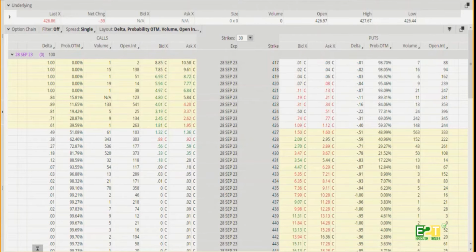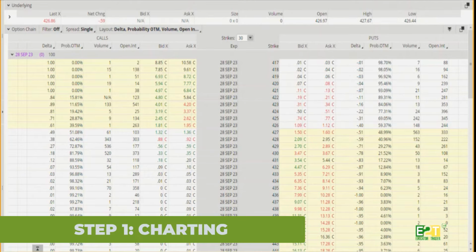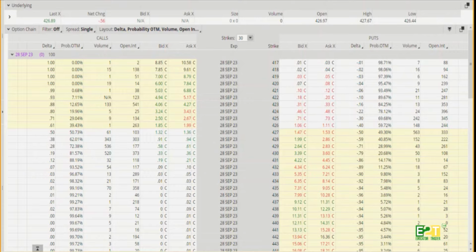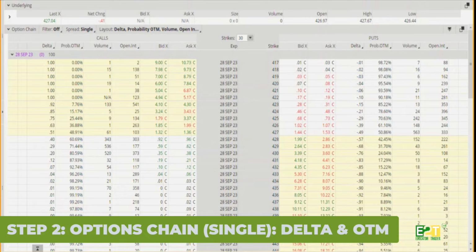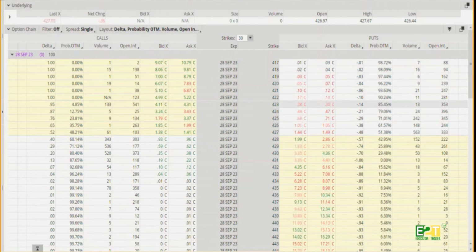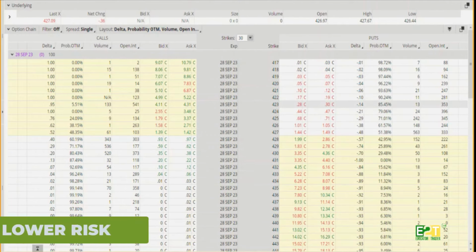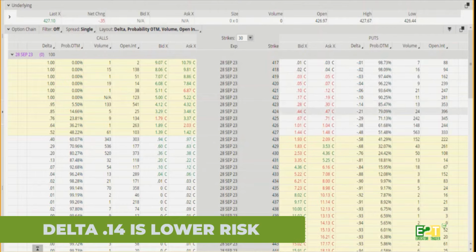Our step one was to do our charting. We determined that around this time, 9:45, is a good time to potentially enter a put credit spread. We're looking at the option chain on the single chart, and we're going to use delta and probability out of the money to help us determine what might be a good strike. Delta of about 13 or 14 is generally a good place to be. If you're a little more aggressive, you may want to go with the 0.21 delta.